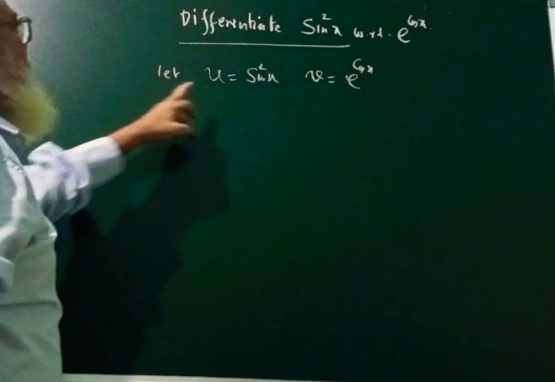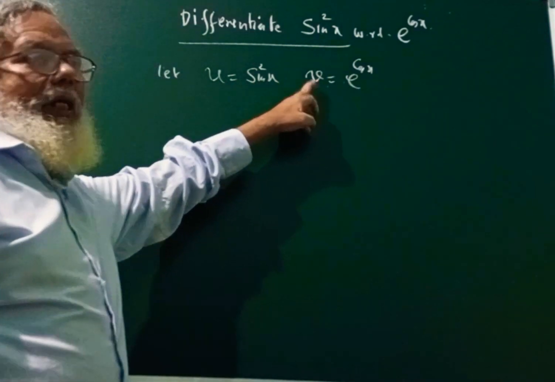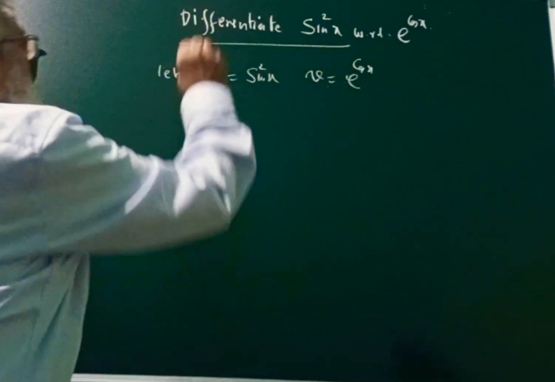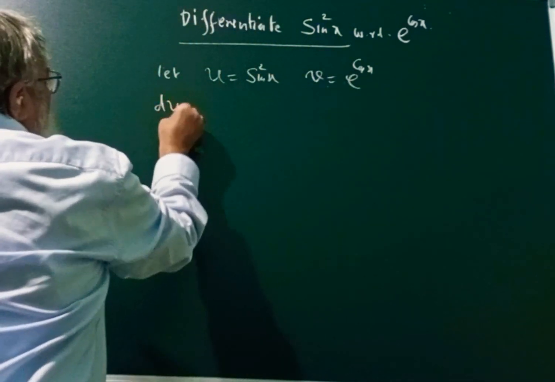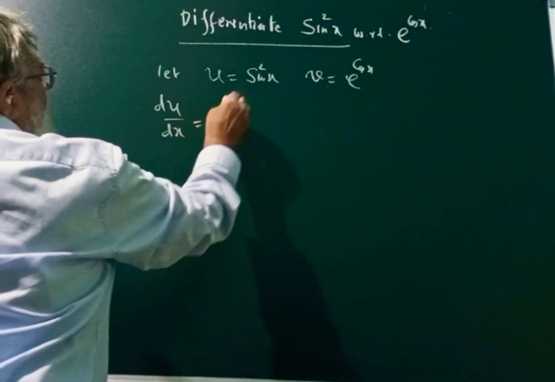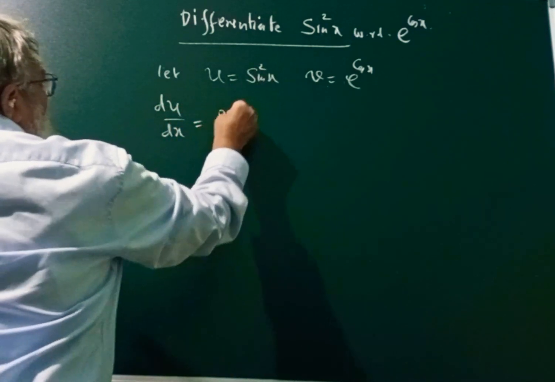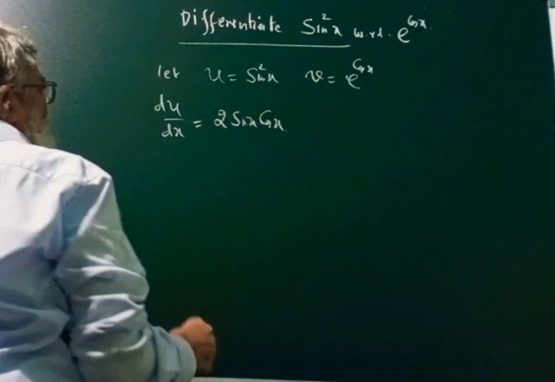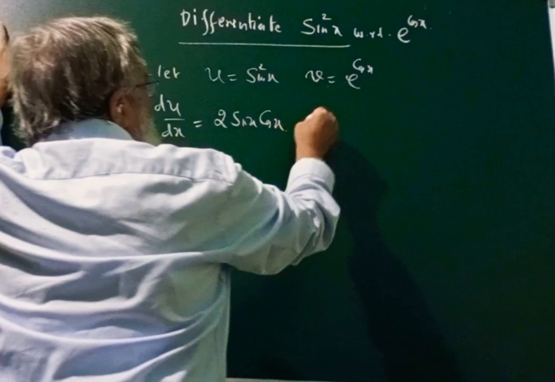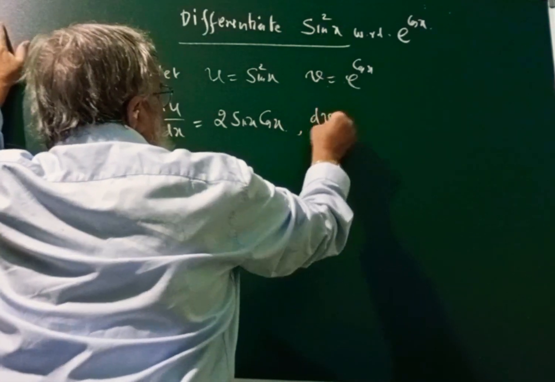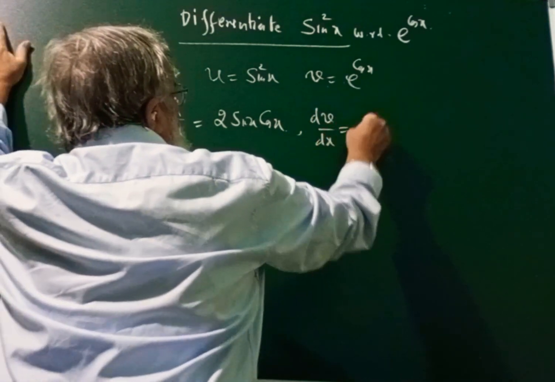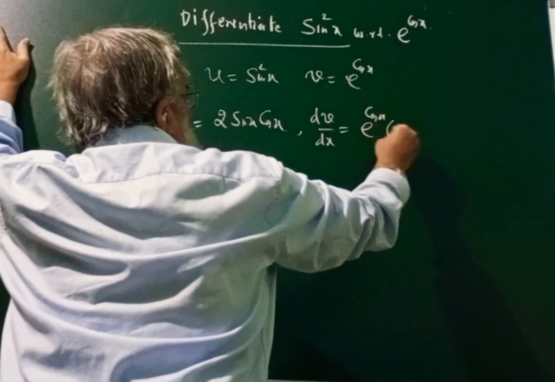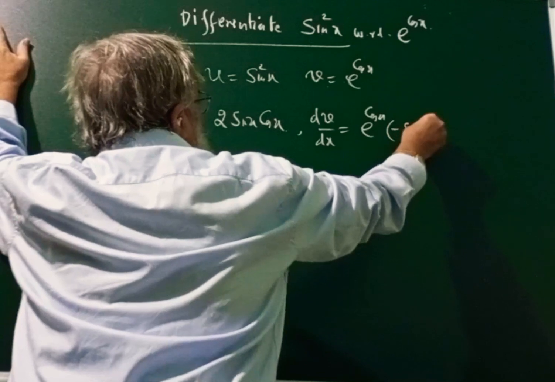We have to find du by dv, because we have to differentiate sine square x with respect to e raised to cos x. So that's why let us differentiate u with respect to x. That is, differentiation of this is 2 sine x, differentiation of sine x is cos x. Now differentiate v with respect to x. Differentiation of e raised to cos x is e raised to cos x as it is, and differentiation of cos x is minus sine x.